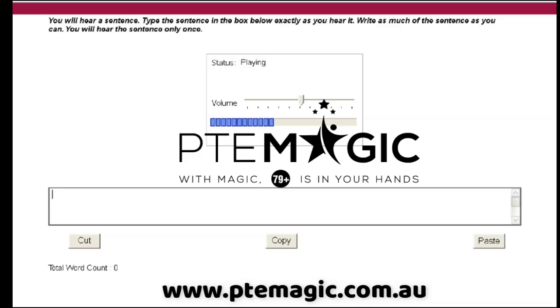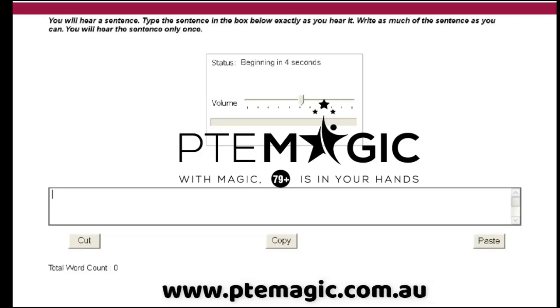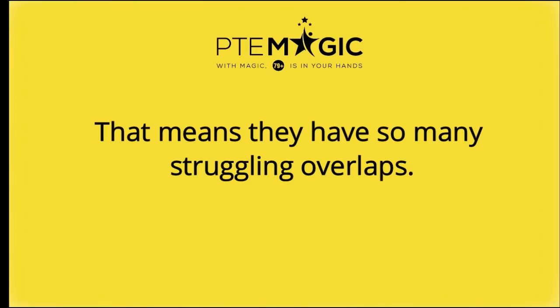Teaching assistants will receive a monthly stipend for housing. That means they have so many struggling overlaps.